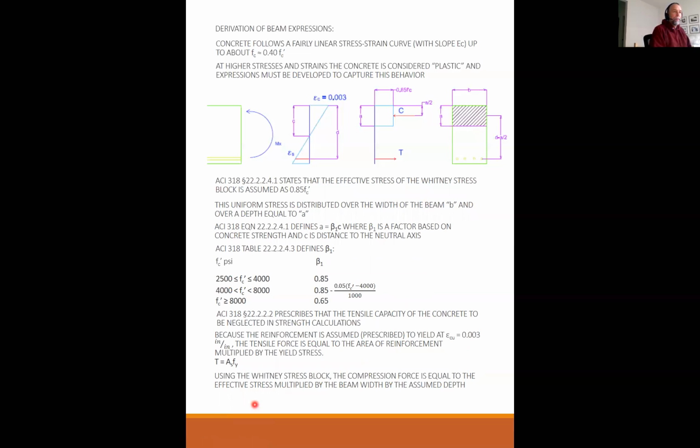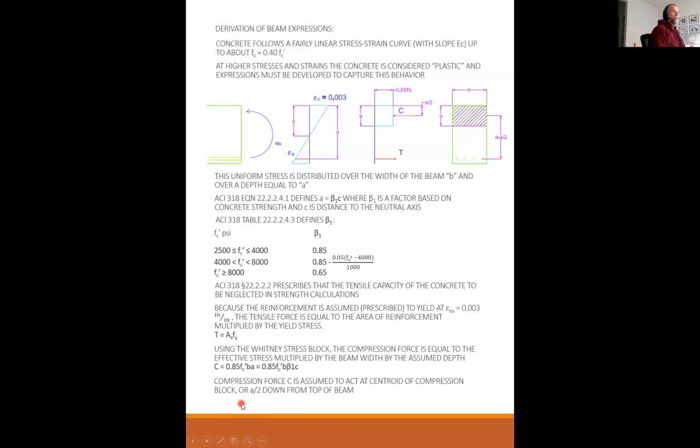Using the Whitney stress block, the compression force is equal to the effective stress multiplied by the beam width by the assumed depth. What I'm saying here is C is the summation of the stress across a width of b and a depth of a. So C is equal to the assumed stress, 0.85 f'c, times b times a. That's this area here, which is also equal to 0.85 f'c, b, and then substitute for a, beta 1 c. The compression force C is assumed to act at the centroid of the compression block, or a over 2, down from the top of the beam.